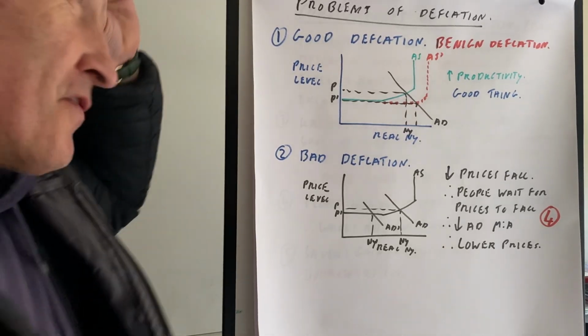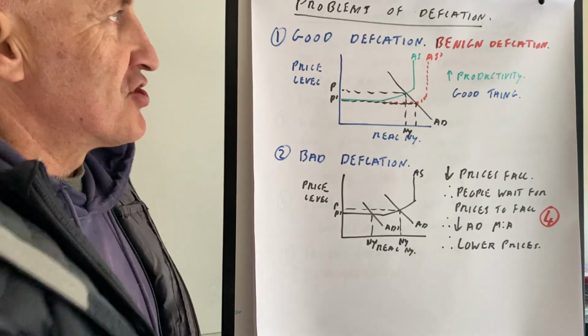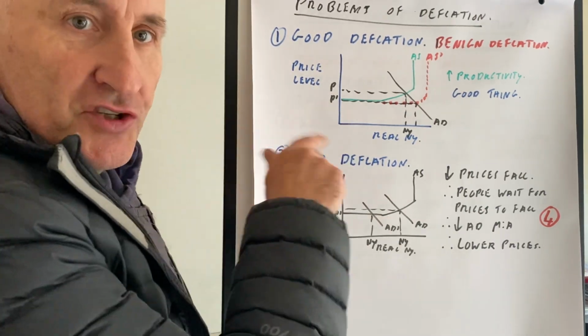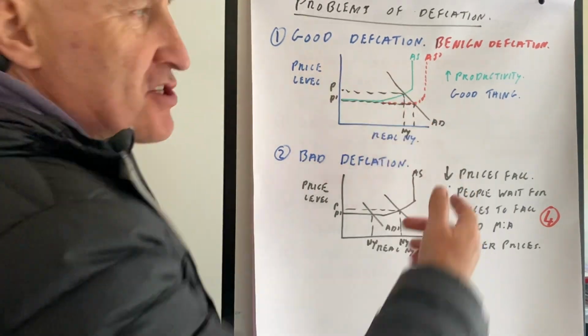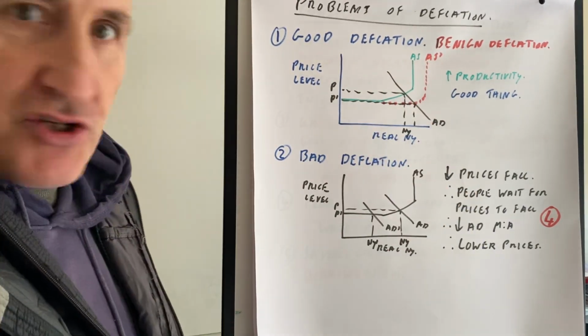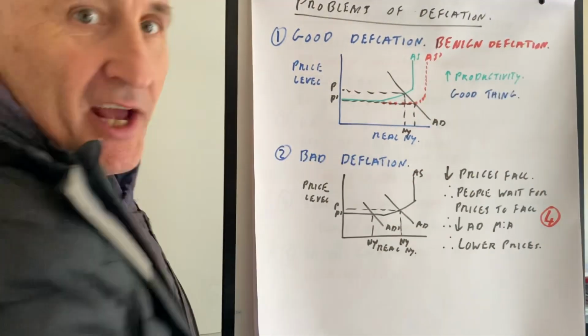Okay, so this is video 10, I think. Problems of deflation. Just always remember, please, that good deflation is when the AS curve moves outwards. So clearly that's a good thing because prices are going to fall, productivity has perhaps gone up, and that is a good thing for the economy. Remember, it's also called benign deflation.